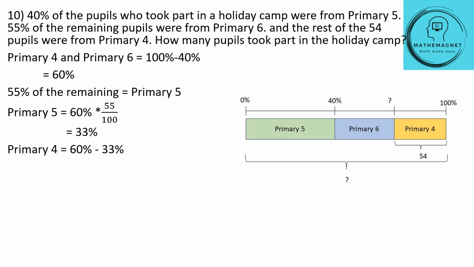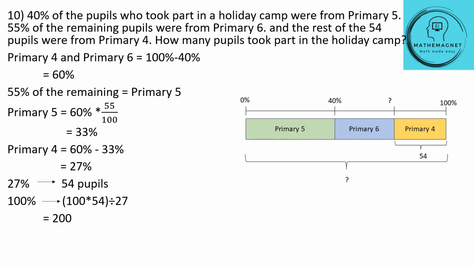So 33% belong to primary 6 and the remaining percentage was 60%. In that 60%, 33% belongs to primary 6. So the remaining will be 60% minus 33%, which is 27%. 27% belongs to primary 4 and we already know there are 54 students from primary 4. So 27% of the total belongs to primary 4, which is 54 pupils. So 100% will be 100 into 54 divided by 27, which is equal to 200. So the total number of pupils that participated in the holiday camp that includes all three, primary 4, 5 and 6, is 200 students.